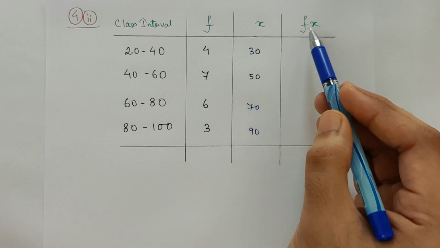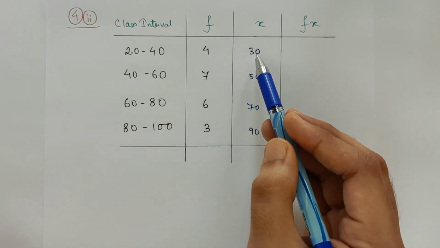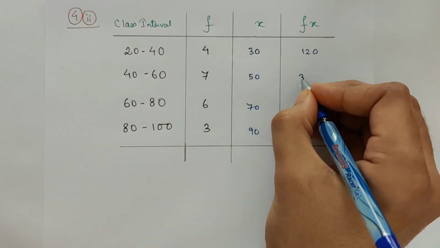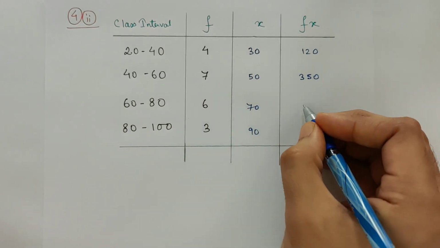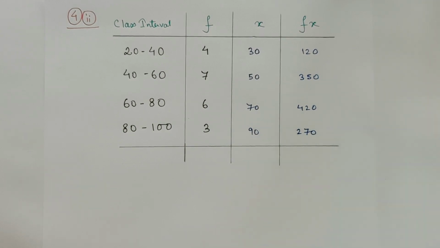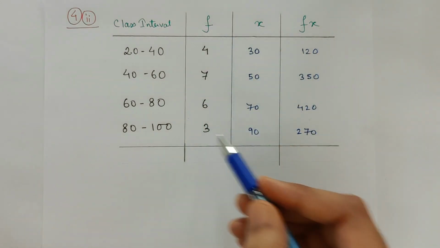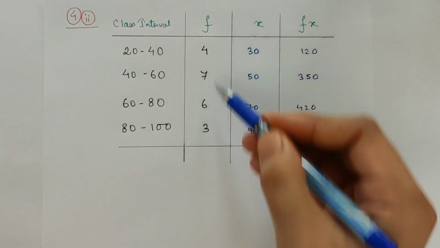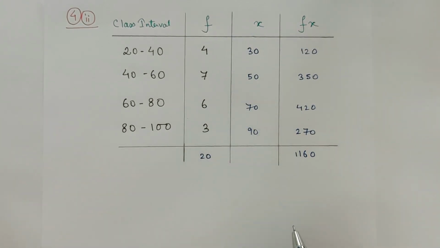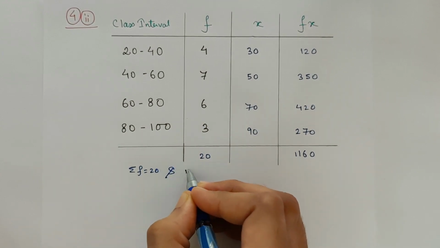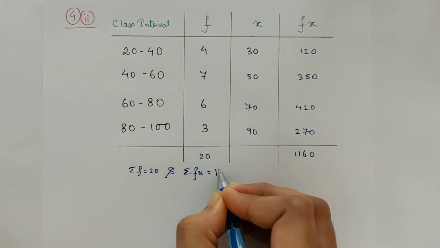Then we have to find fx, which is the multiplication of f and x. So 4 into 30, that's 120. 5 7s are 35, 350. 7 6s are 42, 420. And 9 3s are 27, so 270. Now we will have to add up fx and f. So when we add up fx, we will get 1160, and when we add up the frequencies, we will get 20. So summation of f is equal to 20 and summation of fx is equal to 1160.